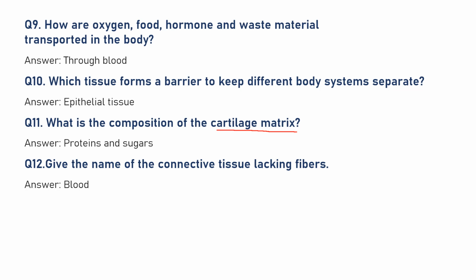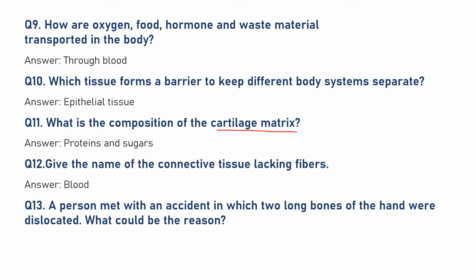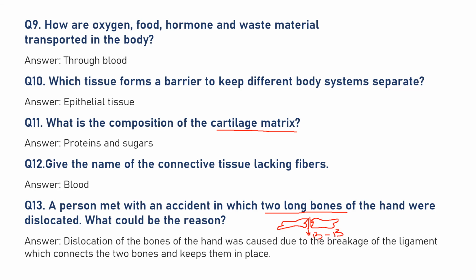It's blood. Next, a person met with an accident in which two long bones of the hand were dislocated. Which tissue is responsible for the bone to bone connection? It is ligament. So definitely the dislocation of the bones of the hand was caused due to the breakage of ligament, which connects the two bones and keeps them in place.